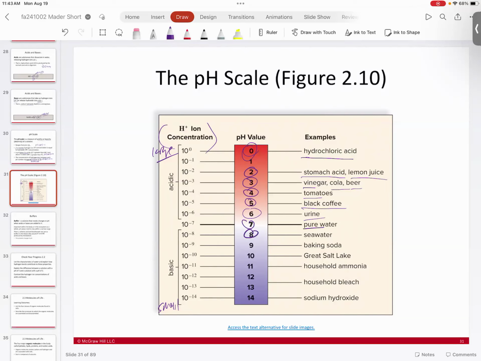Seawater is at 8. Baking soda is coming around 9. Salt Lake, right? They don't call it the alkali flats for no reason. That's coming around 10. Household ammonia is around 11. Bleach is coming around 12, 13. Sodium hydroxide, that nasty stuff we just saw, is coming around 14. So notice, basically what we see here is things we eat. So we have a lot of acid tolerance, but not so much base tolerance.